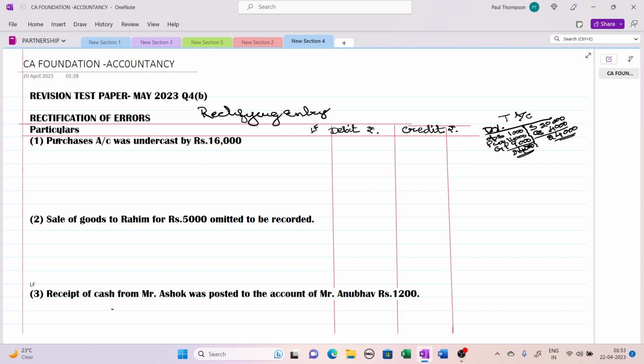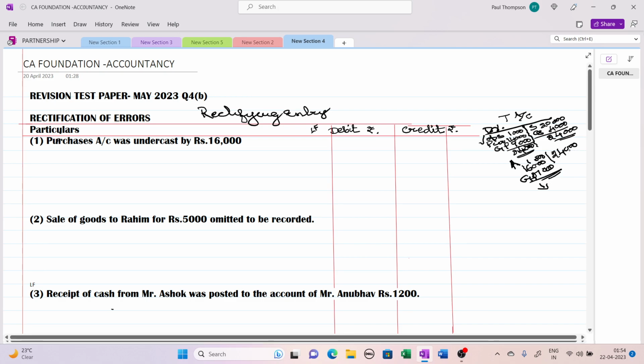Suppose I increase the purchases to 16,000. Then this side total remains the same, 24,000, and opening stock remains the same, 1,000. So now the total becomes 17,000. My gross profit comes down by 2,000. My gross profit now becomes 7,000 because I have increased this side.